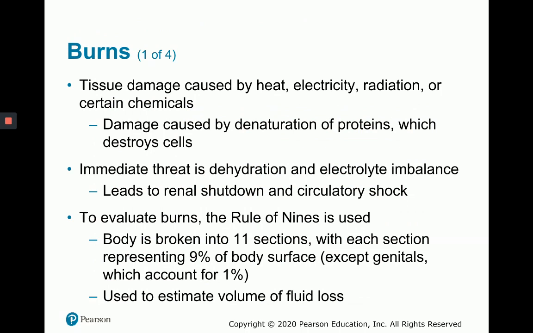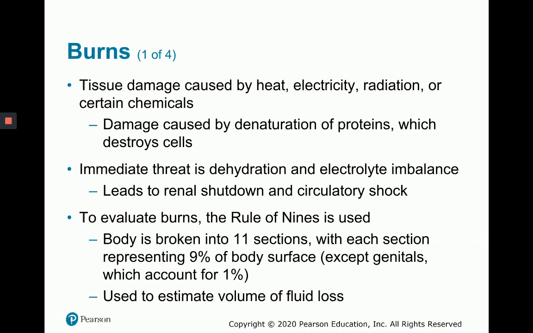Next, we're going to be looking at burns, and burns can be caused by a lot of things: heat, electricity, radiation, certain chemicals. But that damage can cause denaturation of proteins, and that destroys cells. And as these cells are destroyed, they lose a lot of their fluids, and that leads to a threat of immediate dehydration and electrolyte imbalance. So the immediate threat caused by burns is not the damage to tissues, but it's the dehydration and electrolyte imbalance that can lead to renal shutdown and circulatory shock.